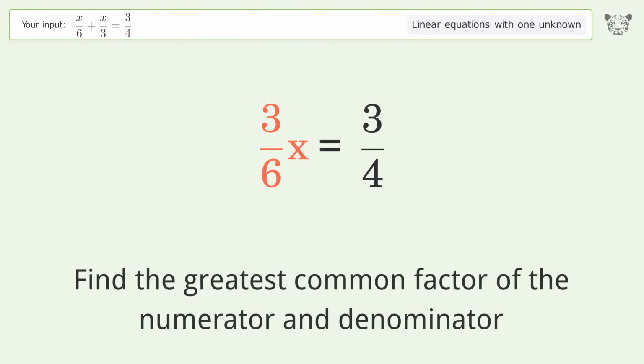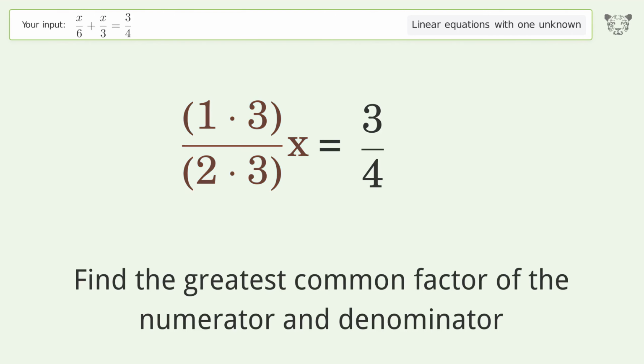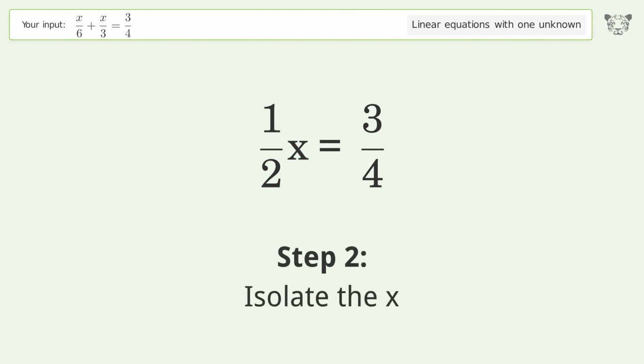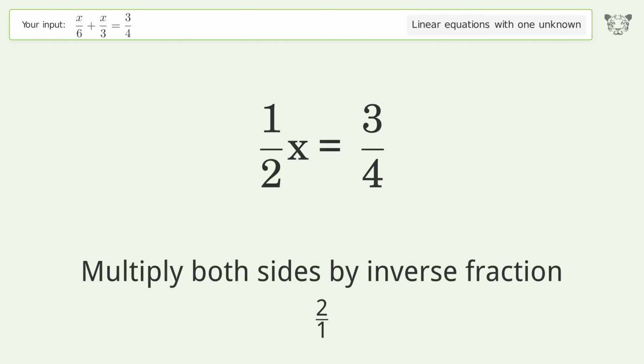Find the greatest common factor of the numerator and denominator. Factor out and cancel the greatest common factor. Isolate the x. Multiply both sides by inverse fraction 2/1.